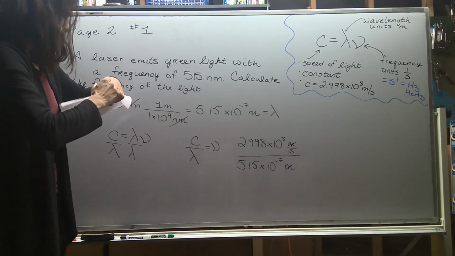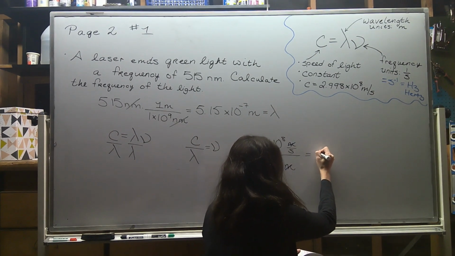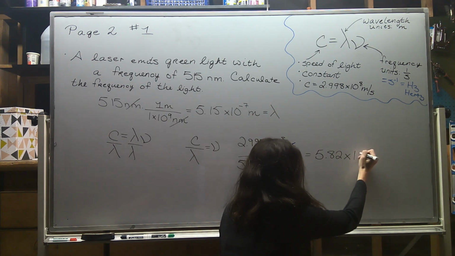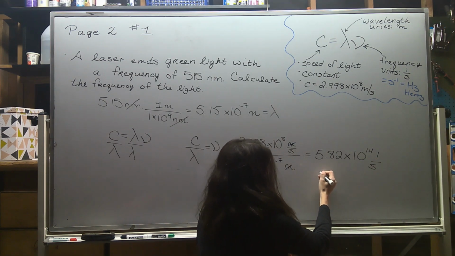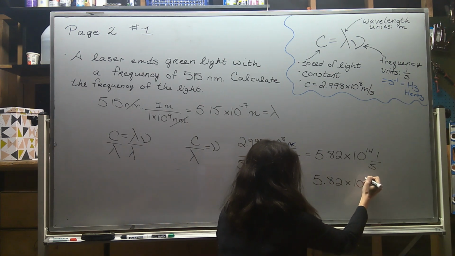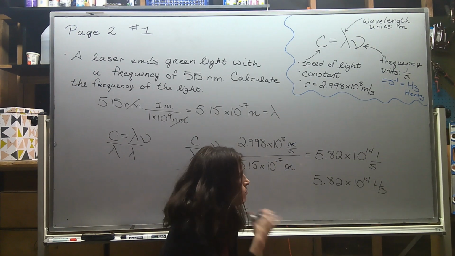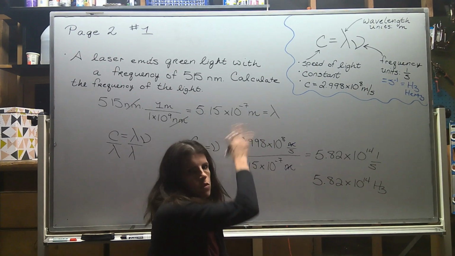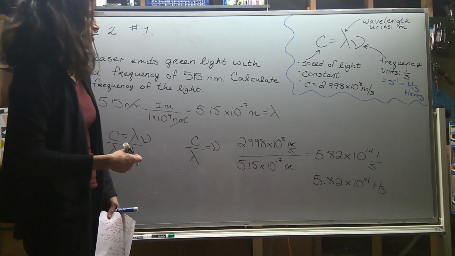And then when we finish up that, we get 5.82 times 10 to the 14th 1/seconds, which I probably would write as 5.82 times 10 to the 14th hertz when I'm reporting my final answer. Hertz is more common than 1/seconds when you're talking about frequency, but when you use it in the equation, you have to change your hertz to 1/seconds to see how everything cancels.